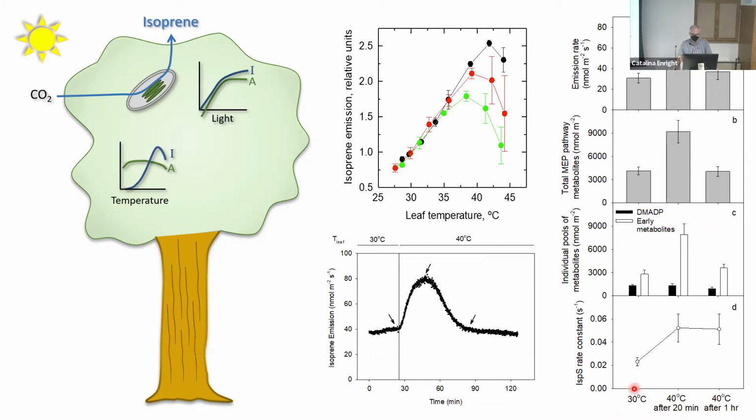If we look at the rate constant for the enzyme, as you increase the temperature, the rate constant goes up, as we normally expect for enzymes. And the rate constant stays the same at 40 degrees. And so the reason for this burst is an initial flood of the pathway with metabolites, followed by something that restricts the metabolites. And we don't know exactly what that is.